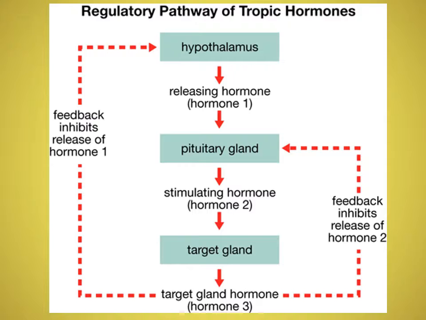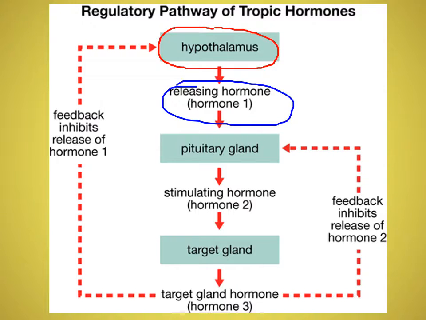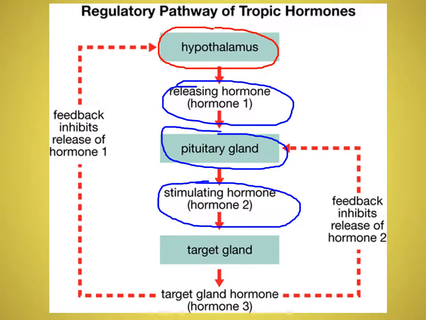And this is the regulatory pathway. Again, this is the negative feedback mechanism that we see for each of those different hormones that we spoke about. The hypothalamus releases a releasing hormone. That releasing hormone will work on the pituitary gland. The pituitary gland will release a stimulating hormone. That stimulating hormone will work on a specific gland, an endocrine gland.